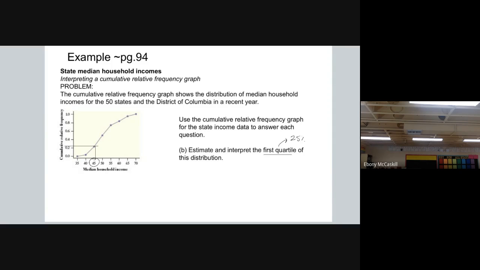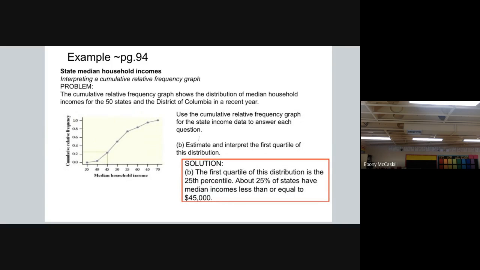So once again, before I show you the answer, how many things do you need to put in your answer? How many verbs do you see? Estimate and interpret the first quartile of the distribution. Two. What are the two things I have to do? And what's the other thing? So when you see your answer, if you do not give me both, you're wrong.